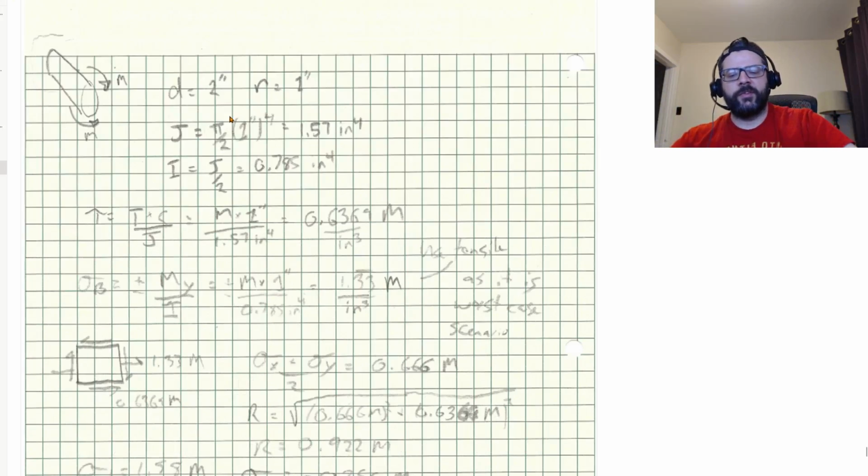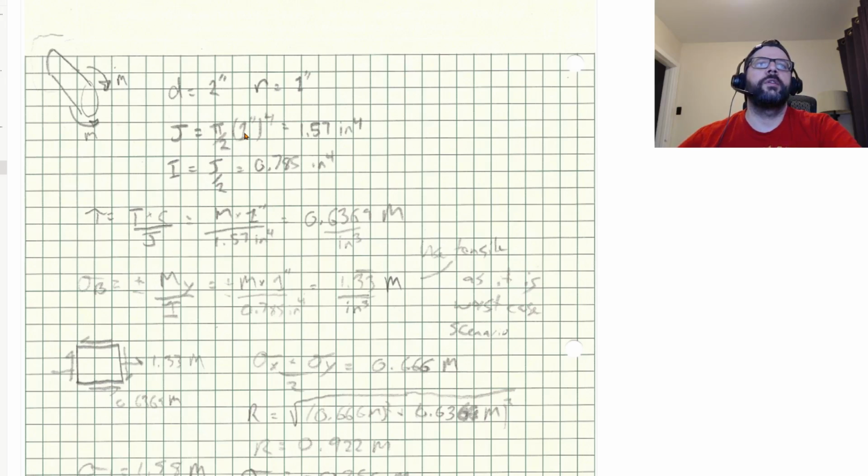The diameter is 2 inches, so the radius is 1 inch. So our J is pi over 2 times 1 inch to the fourth, so 1.57 inches to the fourth. I is half of that, 0.785 inches to the fourth, which gives us our stresses.